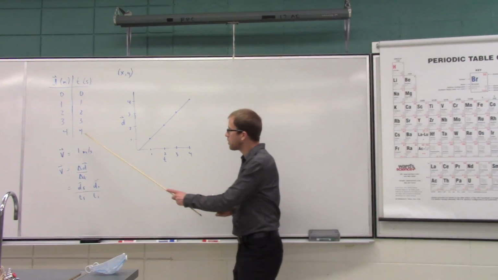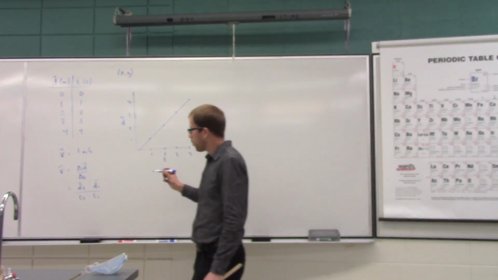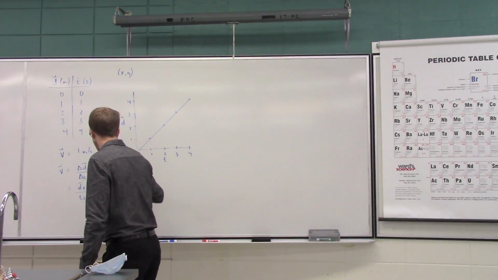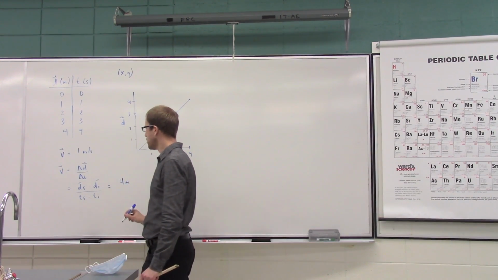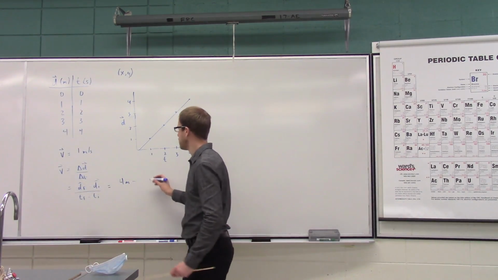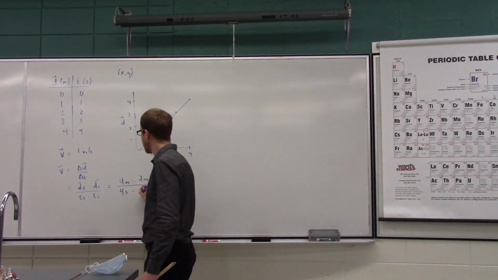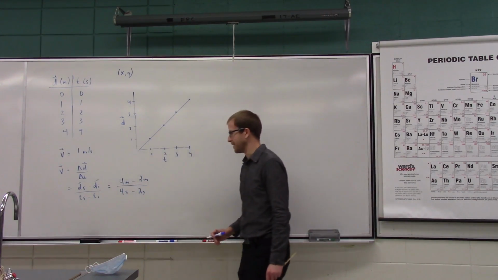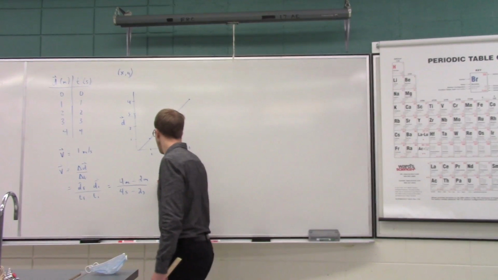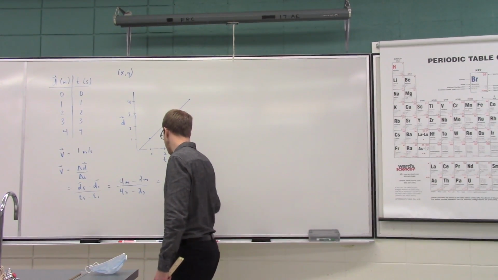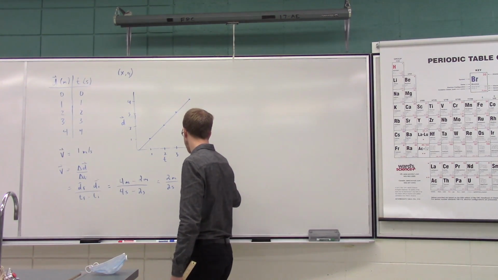Now, if I choose time 4 seconds and time 2 seconds, we're going to see that I get 1 meter per second. So at time 4, my displacement is 4 meters. At time 2, my displacement is 2 meters. At time 4, clearly my time is 4 seconds. Time 2, it's 2 seconds. This gives us 2 divided by 2, which is equal to 1 meter per second.